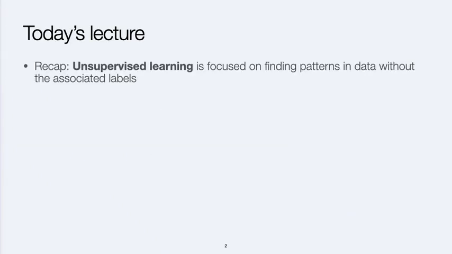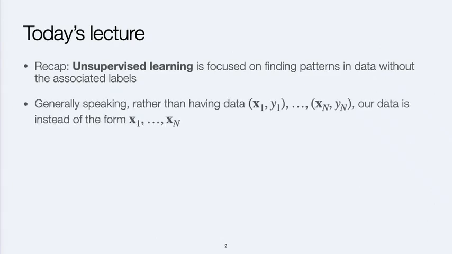We're gonna jump right in. So for today's lecture, we're gonna be continuing our dive into unsupervised learning. This past week we've been focusing on it, and it is focused on finding patterns in data without associated labels. In the past, like when we looked at linear regression, SVMs, we have data that is our vectors X and also the labels Y, and now our data doesn't have any labels, and we're just trying to explore the data and get a better sense of what it's like.